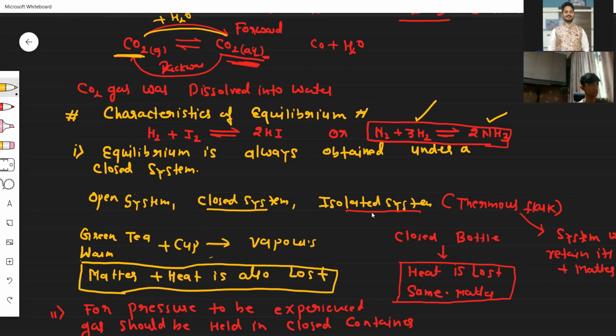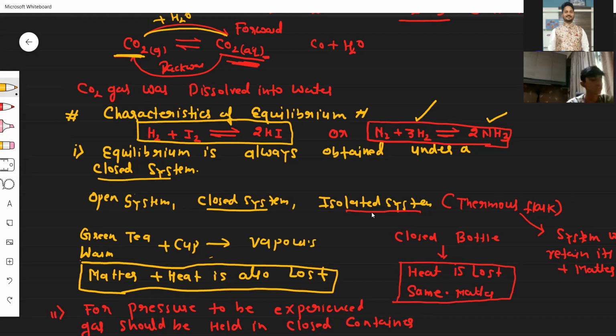If you want to do the reaction in equilibrium, whatever the products and reactants are, they have to be in a closed container. If the container is open, some amount of gas will get lost. So I hope you got why we are keeping a closed system. Yes, you got it?